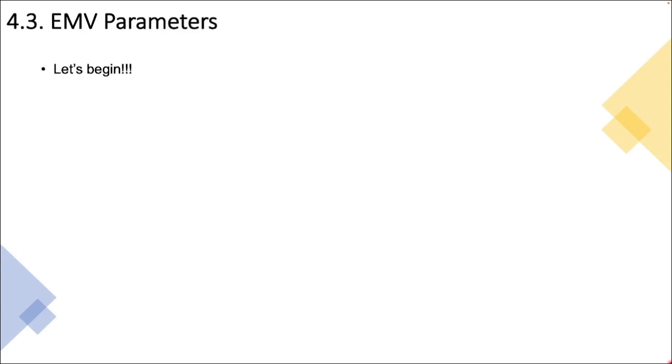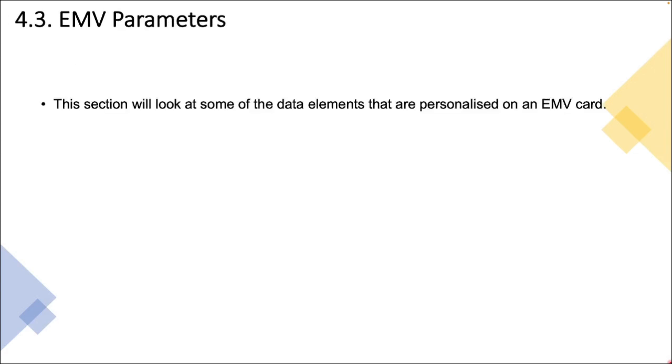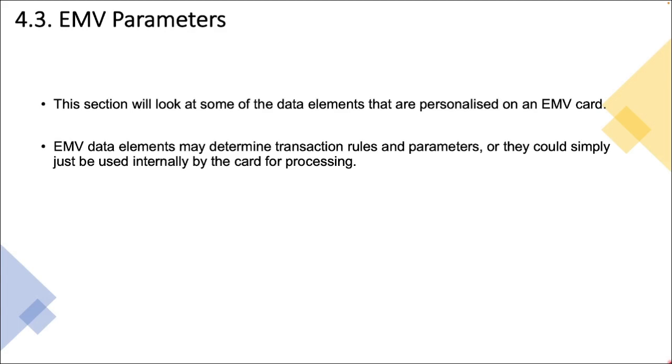Okay, so let's get straight into EMV parameters in the EMV world. All right, so this section will look at some of the data elements that we personalize on an EMV card. Okay, so these are the tags that live on the chip card itself. And there's many different tags or data elements that we personalize on the card, and some of them are used specifically during a transaction, and these enforce the transaction rules and the product rules of the card. Some of these tags are passed from the card to the terminal, and some of these tags are not used in the transaction directly, but they do reside in the card, and they act as enablers for the other tags to work.